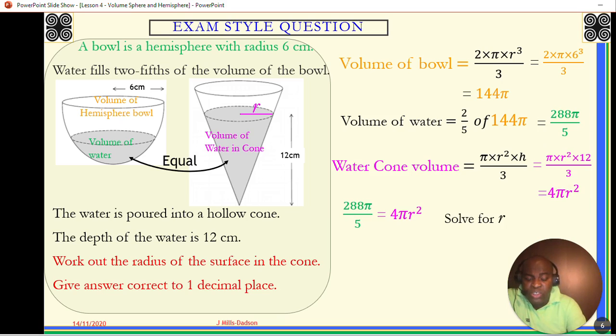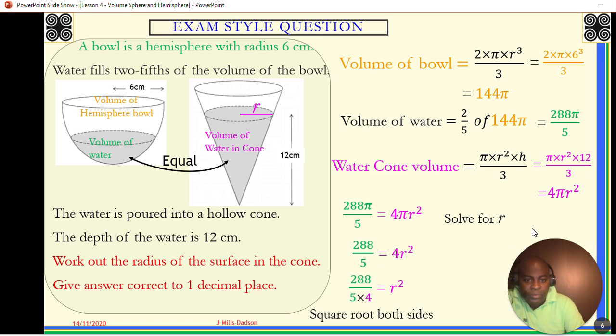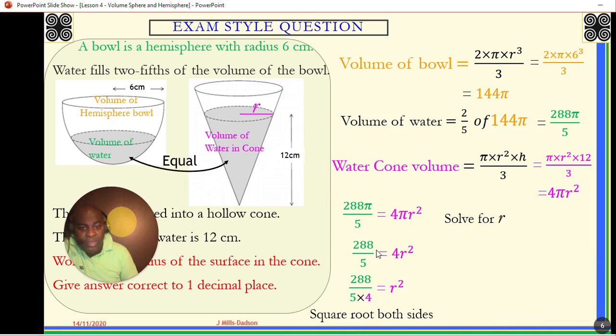So it's a simple equation. Pi is common to both sides, so if you divide through by pi, it cancels out. So I have 288 over 5 equals 4 r squared. I want to work out r squared first, so I divide both sides by 4. So that's 288 over 5 times 4, and you can write it as 288 over 20 equals r squared.